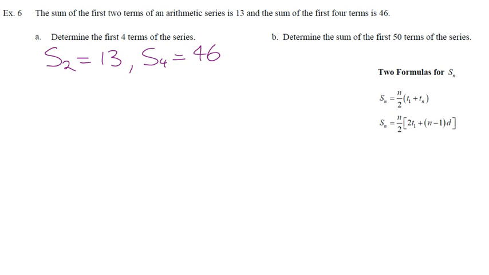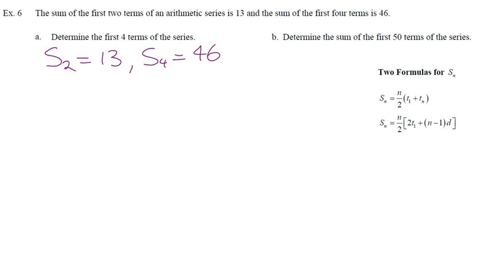All right, so what's going to happen? If we plug into this formula S2, we'll get 2 over 2 times t1 plus t2. And if we plug in S4, we'll get 4 over 2 times t1 plus t4. But that gives us 3 unknowns: t1, t2, and t4, none of which we know, and we only have 2 equations. So let's say we plug S2 into the other formula. We'll have t1 and d as our unknowns. If we do the same for S4, we'll have t1 and d as our unknowns, and that we can solve as a system, right?